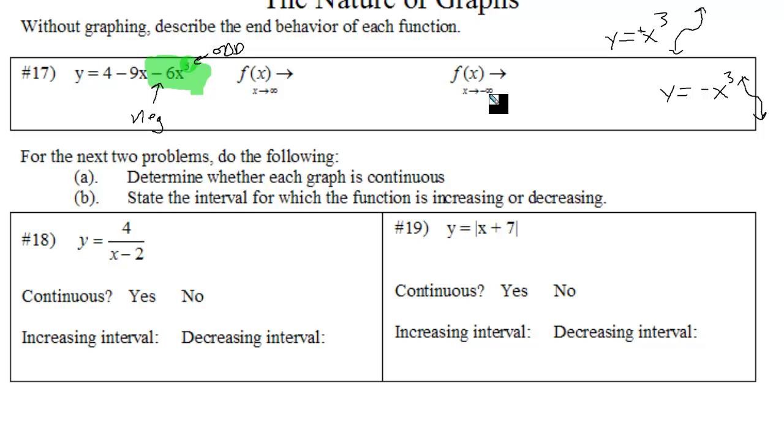As x goes left forever, as x goes left, y goes up. Up forever is positive infinity. Here, as x goes right forever, as we go to the right, we're going down. Going down for the y's is negative infinity.